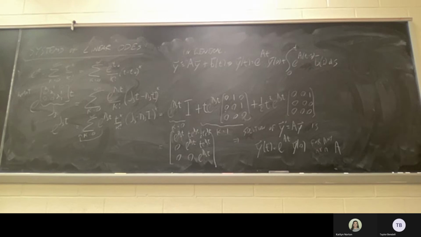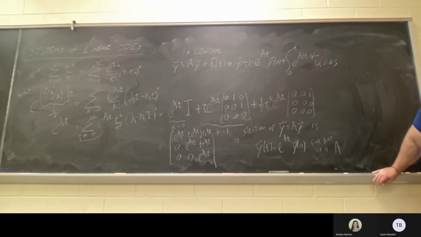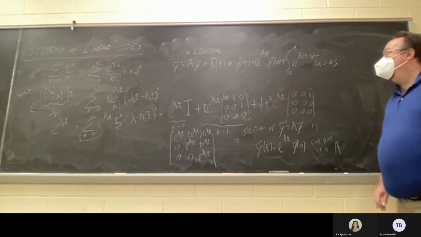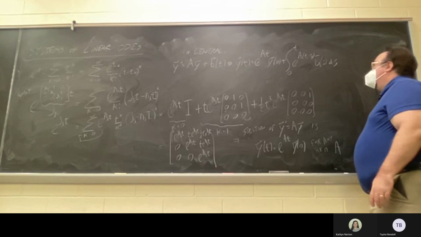In particular, those systems of first order ODEs that are obtained from higher order ODEs that have been rewritten as first order systems. And some of those cases will lead to a diagonalizable matrix A and some will not. Okay.